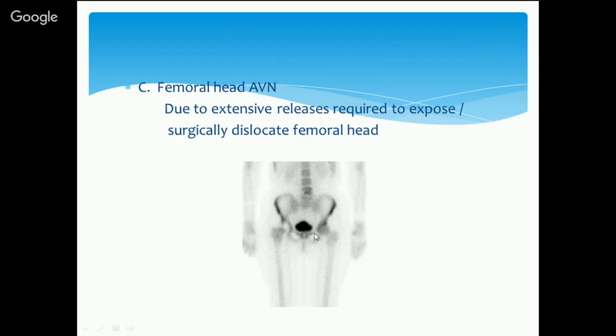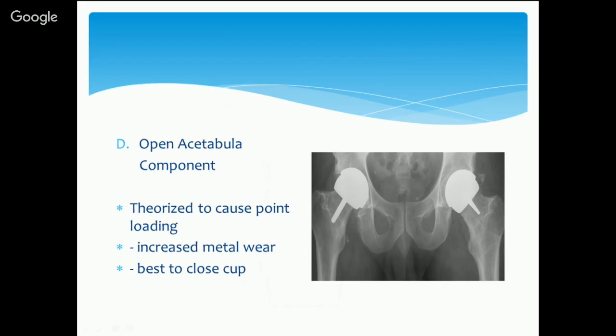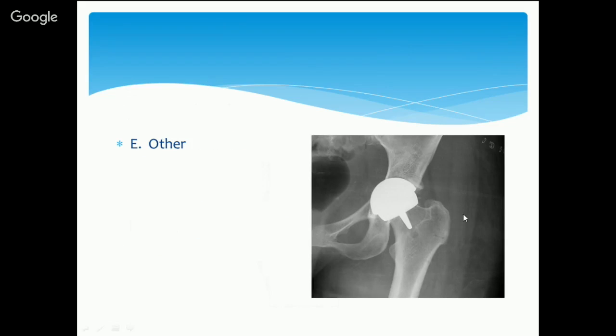There is AVN. We do the bone scan, and we find there is an increase in radio uptake over the left femoral head. Open acetabulum. There are theories of causing stress shielding and increased metal wear, and we have to ream the medial wall much more, so that there is a destruction of the medial one, and we have seen there is a lesion broken down by the cup.